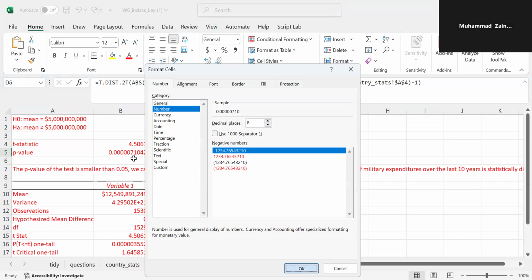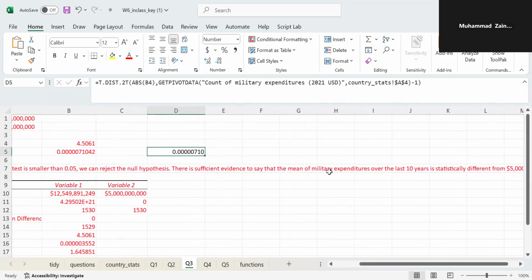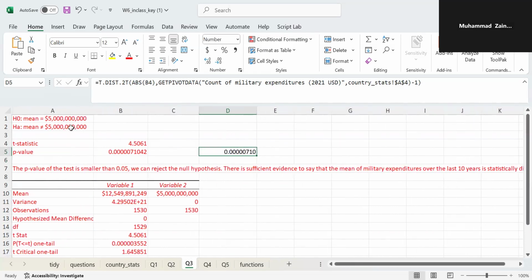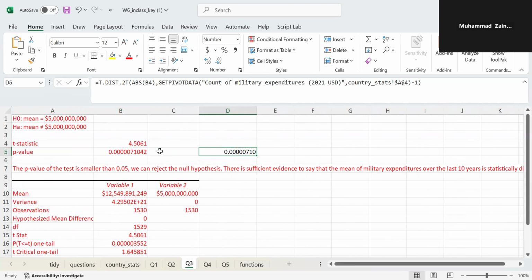So you can see here that the p-value is really small, and it's less than 0.05, which is our usual standard p-value. If it is smaller than 0.05, then we can reject the null hypothesis. And so that's why we can say that the mean of the military expenditure over the last 10 years is statistically different from 5 billion. You can also see the mean is 12 billion, but these means are always relative. So we have to perform this test, because we take into account the standard deviation. If your p-value is 0.000071042, lower than 0.05, then you can reject the null hypothesis, and that is what we did.